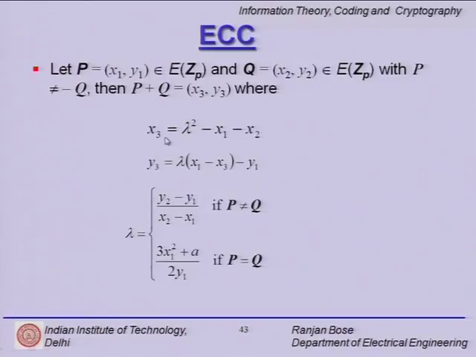addition? Well, there are 2 point coordinates x3 and y3. x3 is lambda squared minus x1 minus x2 and y3 is equal to lambda (x1 minus x3) minus y1. What is lambda? Lambda is given by this one, depending on whether P is equal to Q or P is not equal to Q. So, together we have a rule for finding the addition of 2 points on the elliptic curve, and the sum of 2 points is always on the elliptic curve.